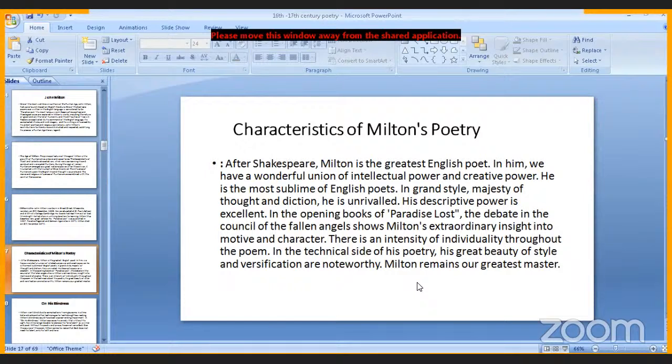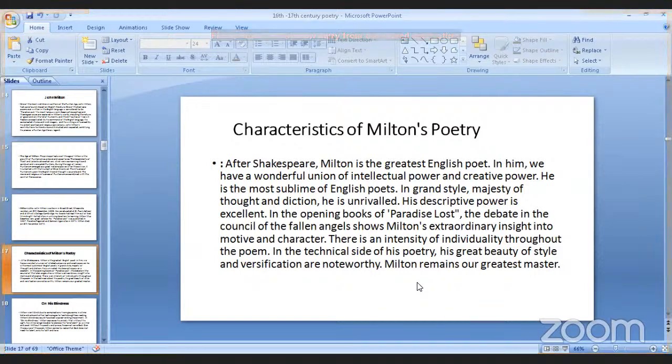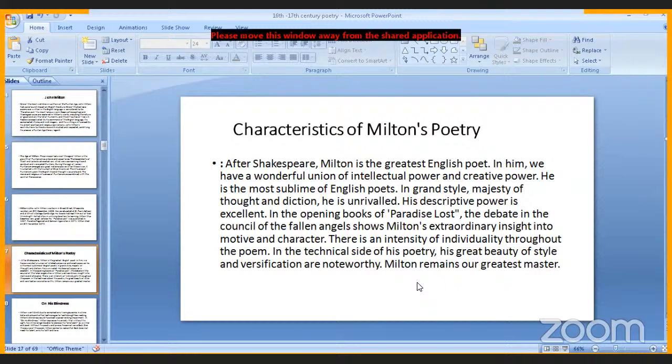After Shakespeare, Milton is the greatest English poet. In him, we have a wonderful union of intellectual power and creative power. He is the most sublime of English poets. In grand style, majesty of thought and diction, he is unrivaled. His descriptive power is excellent. In the opening books of Paradise Lost, the debate in the Council of the Fallen Angels shows Milton's extraordinary insight into motive and character. There is an intensity of individuality throughout the poem. On the technical side of his poetry, his great beauty of style and versification are noteworthy. Milton remains our greatest master.